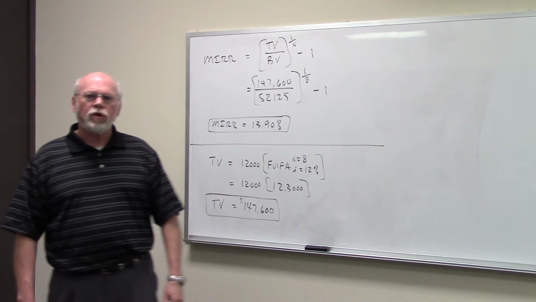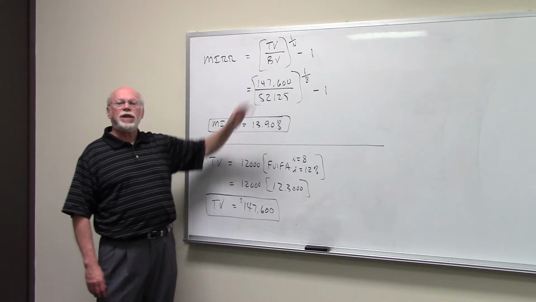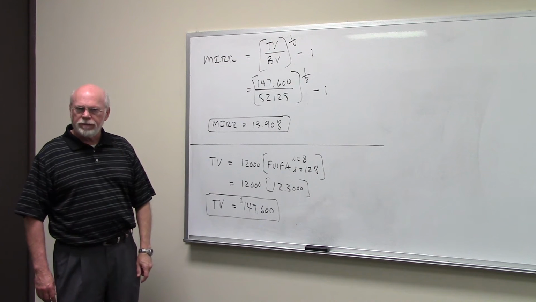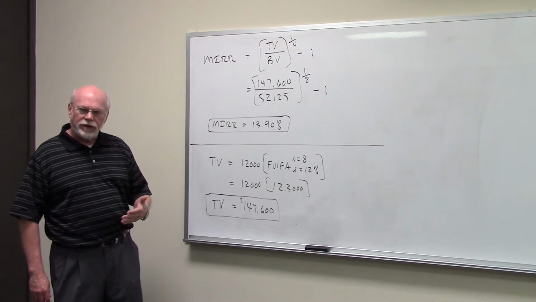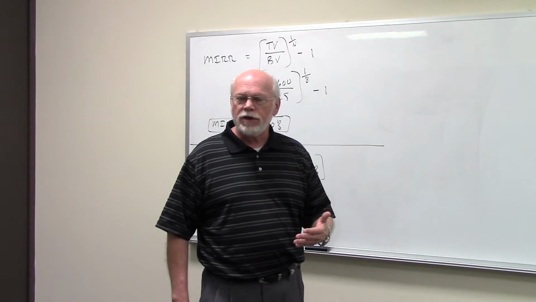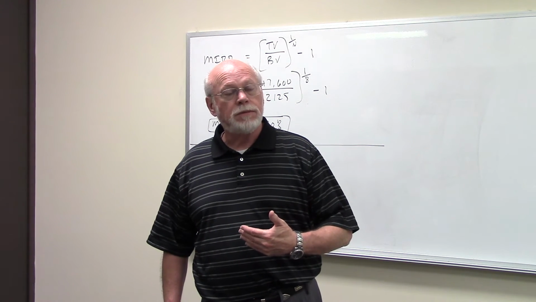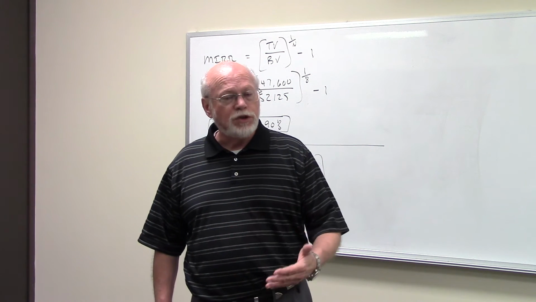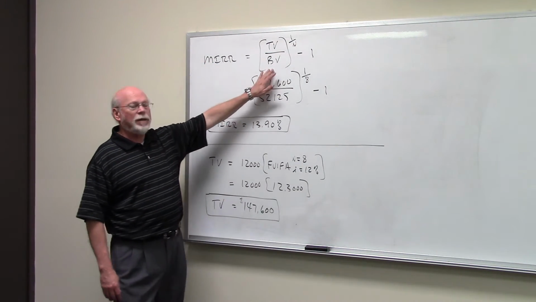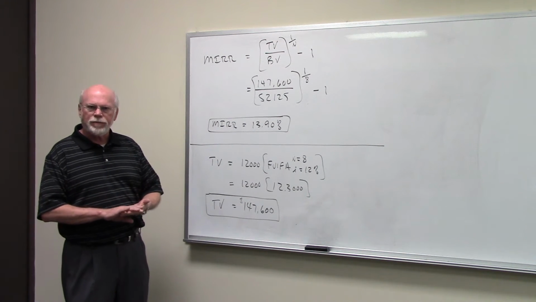Now, modified internal rate of return is defined as the terminal value of the project divided by the beginning value, raised to the 1 over n, minus 1. Now, the terminal value of a project is the cumulative future value of all the cash inflows. The beginning value, the denominator here, is the initial investment, the present value of the outflows.